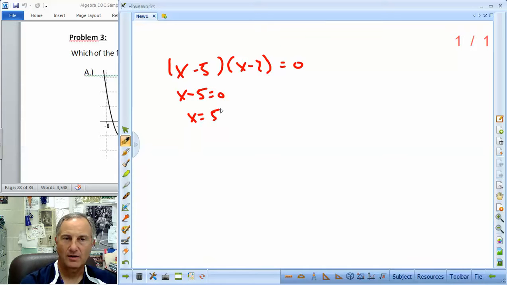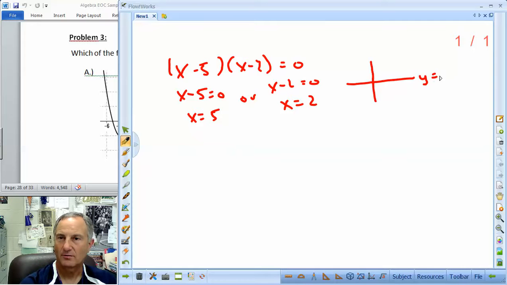So x would be 5. Or x minus 2 is equal to 0. X would equal 2 when you add that over. So what we're finding is, remember, y is equal to 0 on the x-axis here. So what we're saying is that at 2 and 5, and this is going to be a positive x, our graph's doing something like that. It's got to cross those 2 points because those are our intercepts right there when y is 0.